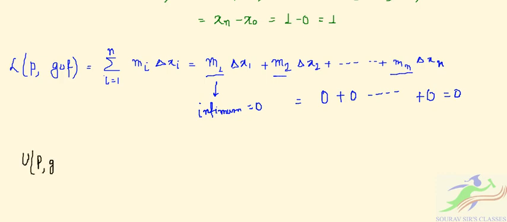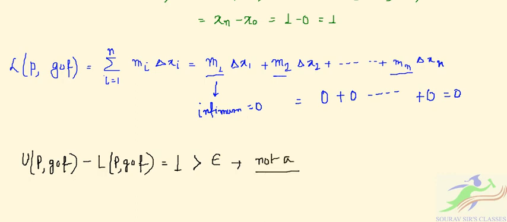So the difference between these two, U(P, g∘f) minus L(P, g∘f), is equal to 1, which is greater than epsilon. And we can conclude from here that g composite f is not Riemann integrable.